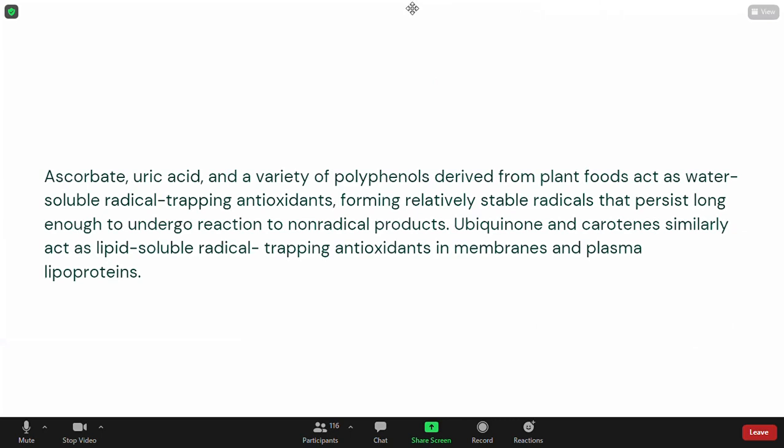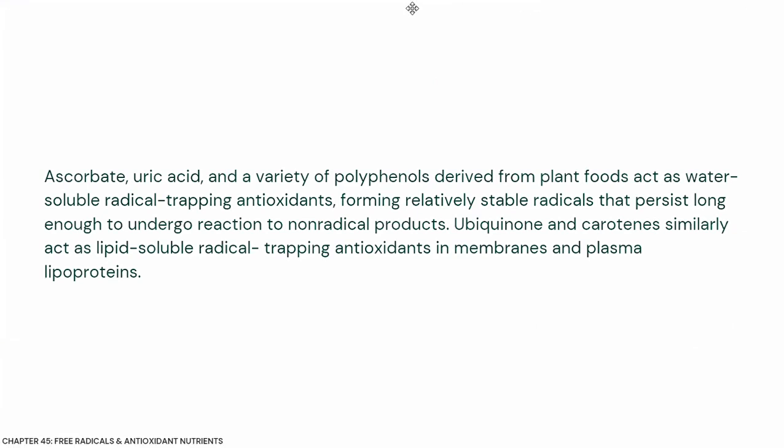Ascorbic acid, uric acid, and polyphenols coming from plant foods act as water-soluble radical trapping antioxidants. So it traps the free radical, forming a stable radical that persists long enough to undergo reaction to non-radical products.